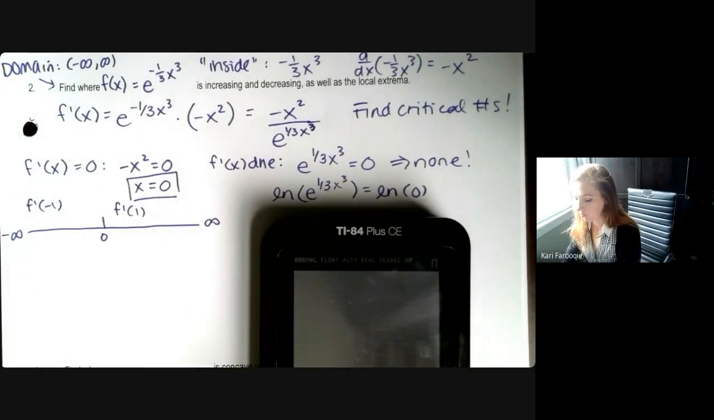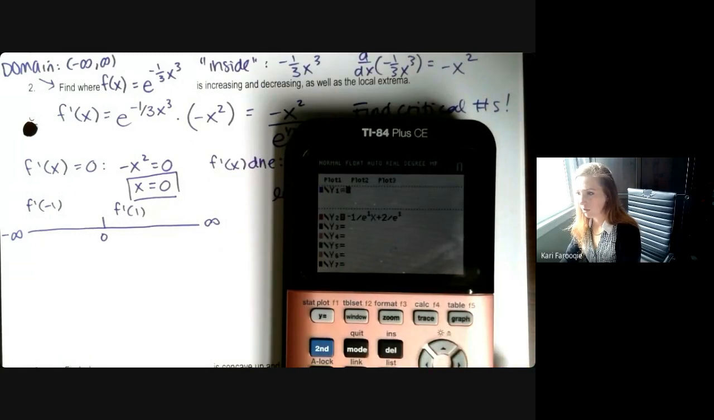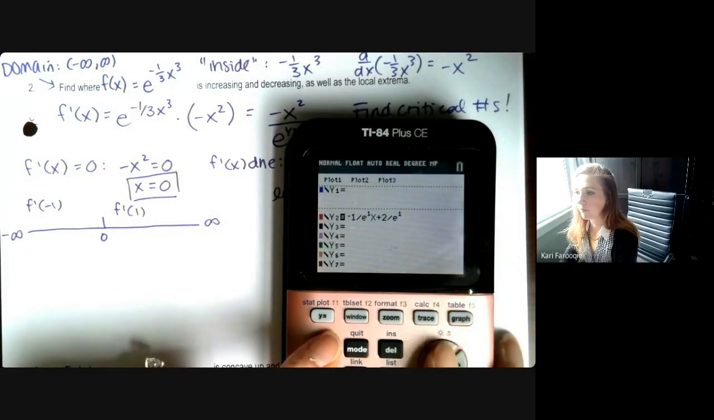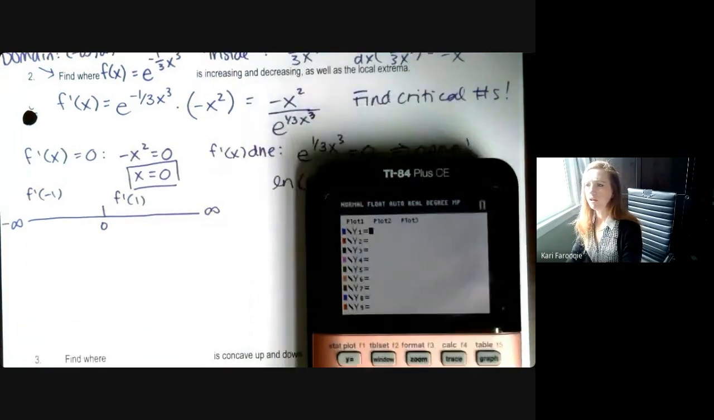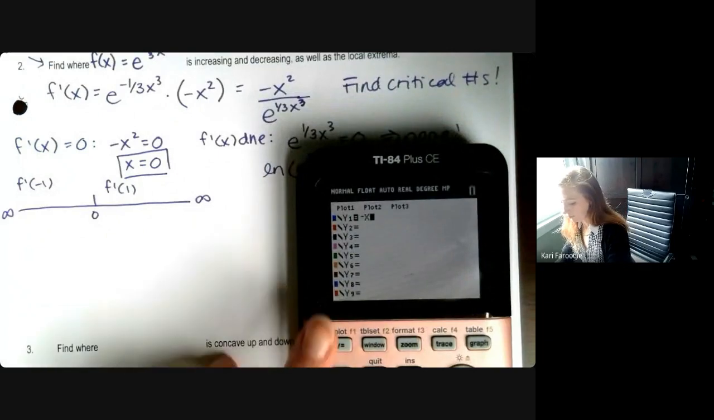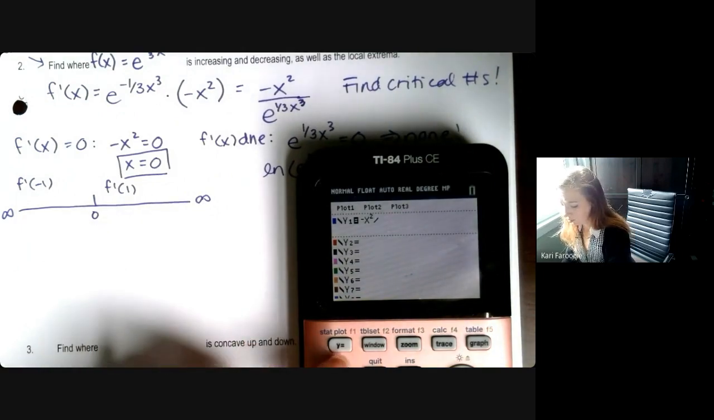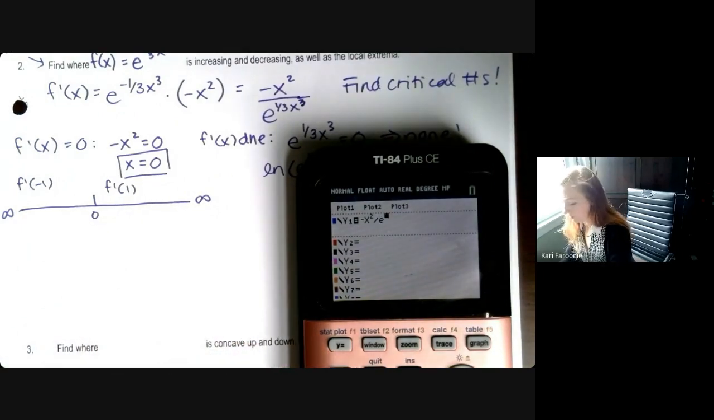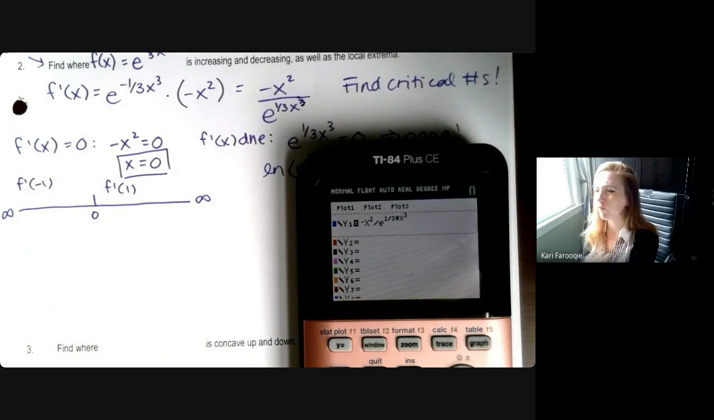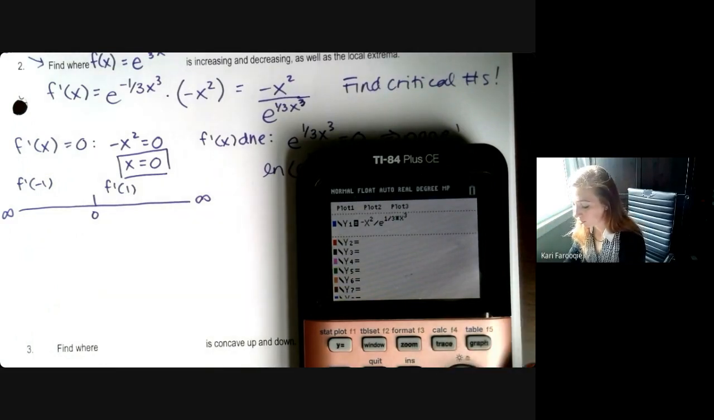I'm going to put my first derivative into my calculator. So the first derivative is -x² divided by, this should not need parentheses, but you can always include them if it makes you uncomfortable to not have them. e to the 1/3 times x cubed. You don't even need the times sign, but sometimes it makes me uncomfortable to not have it because sometimes I need it when I'm doing other programs.